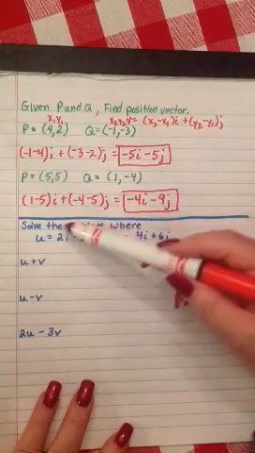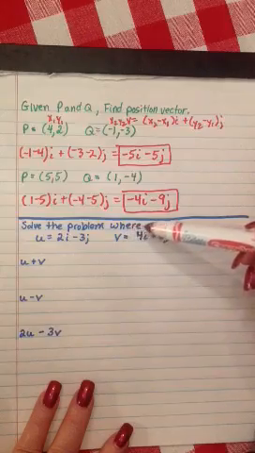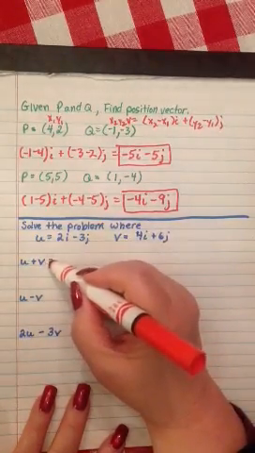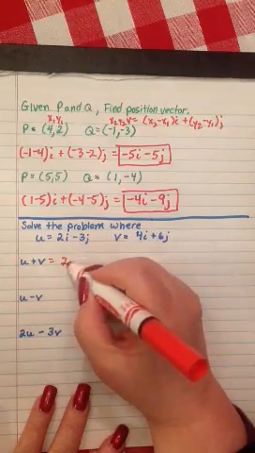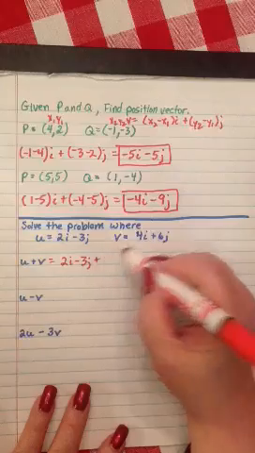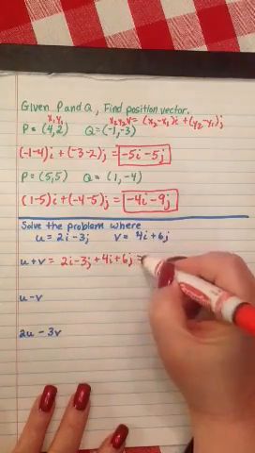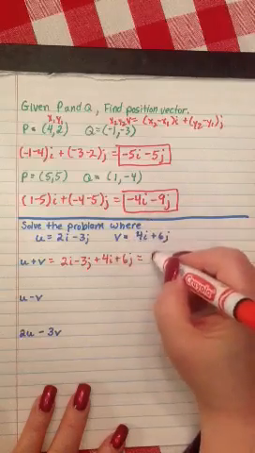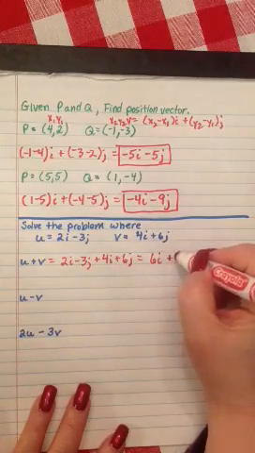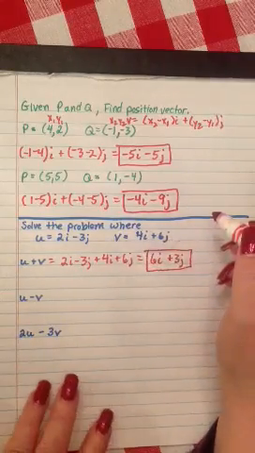All right, next it says solve the problem where u is equal to 2i minus 3j and vector v is 4i plus 6j. First thing it does is ask us to find u plus v. So u is 2i minus 3j and v is 4i plus 6j. So you just collect like terms. 2i plus 4i is 6i. -3j plus 6j is positive 3j. And that would be your answer, 6i plus 3j.